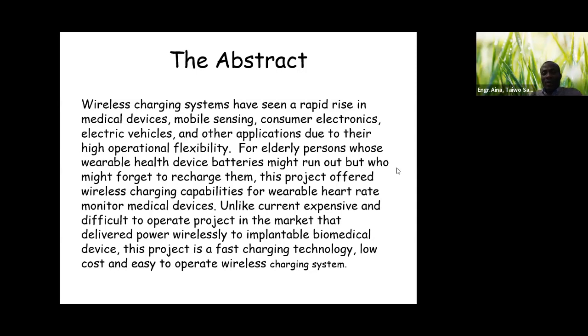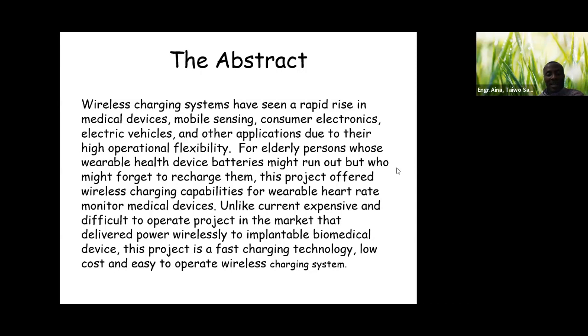Now, it continues by saying, unlike current expensive and difficult to operate projects in the market that have delivered power wirelessly to implantable biomedical devices, this project is a fast charging technology, a low cost and easy to operate wireless charging system. It tries to tell us the benefits of using the project we are designing, and not the ones that are already in the market, because we are solving a problem in the market.